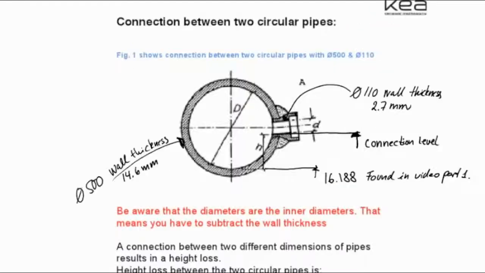I have been sketching a bit on figure 1, and as you can see this is the level that we found in video part 1. Here's the connection level we have to find. Here is stated the wall thickness of the smallest pipe, and here is stated the wall thickness of the biggest pipe.